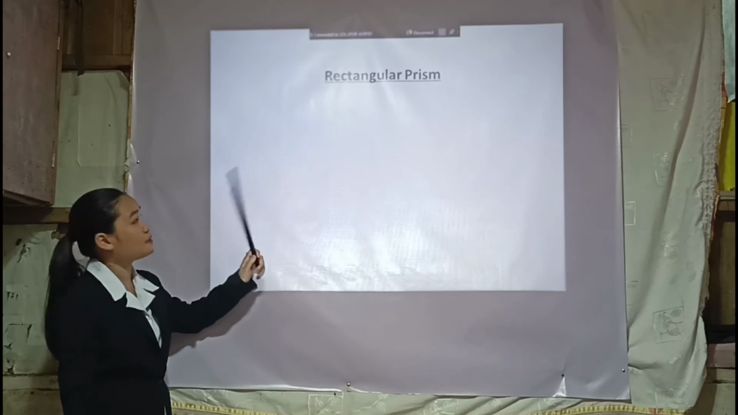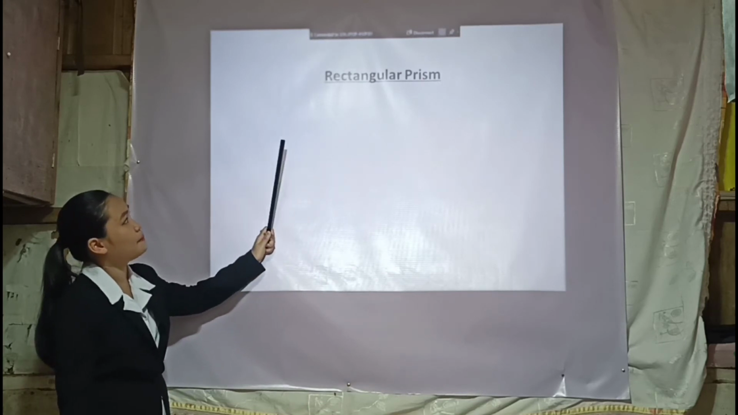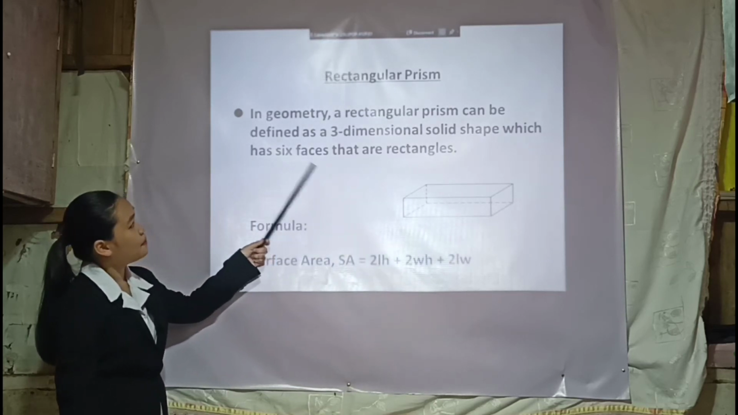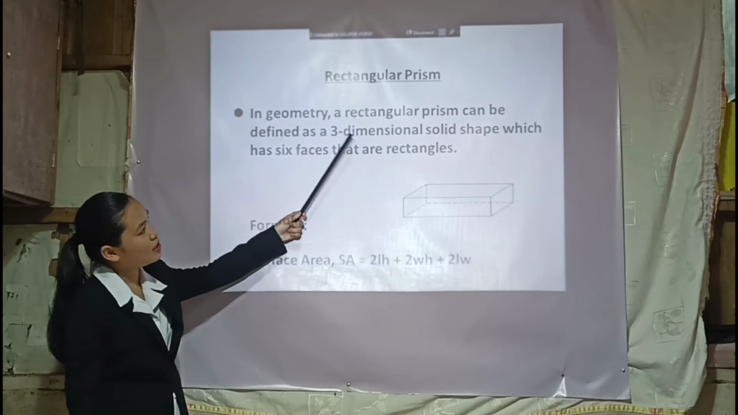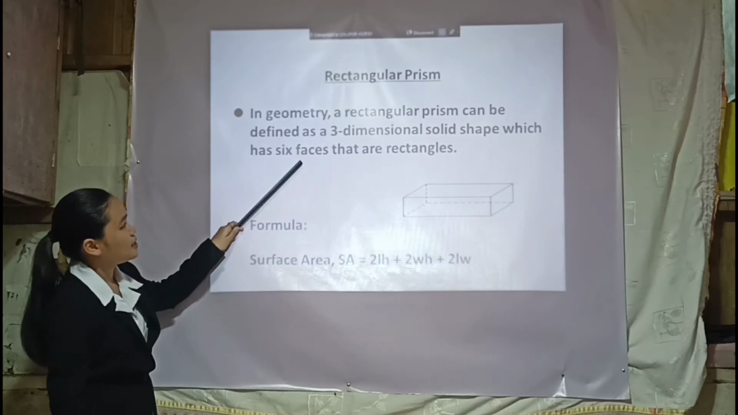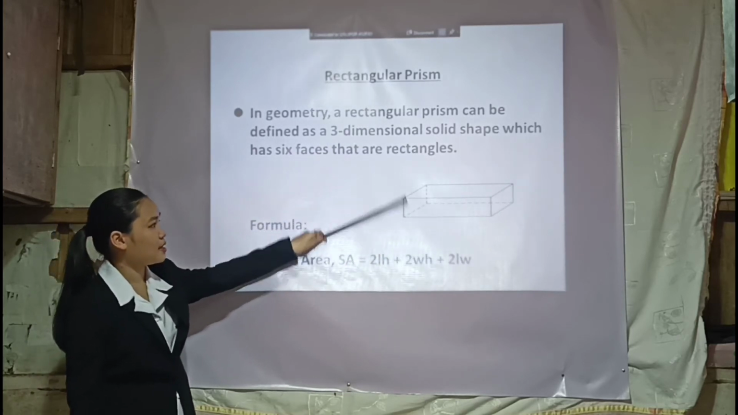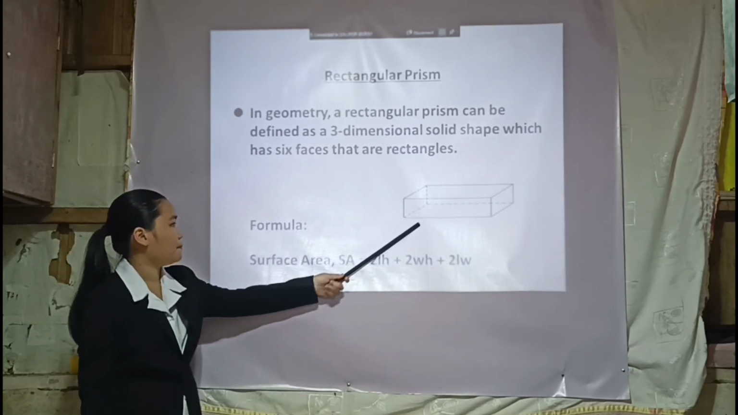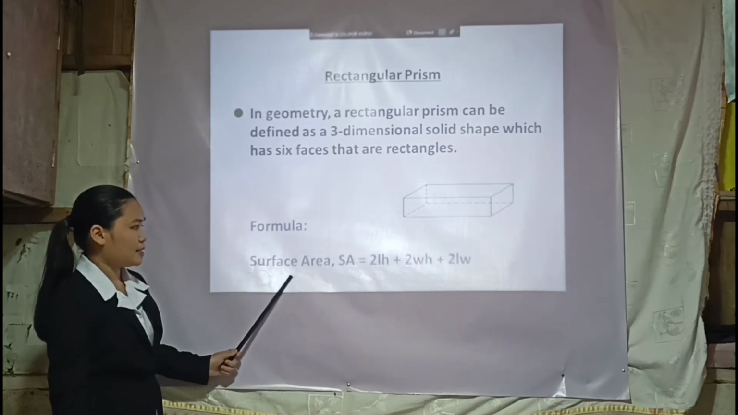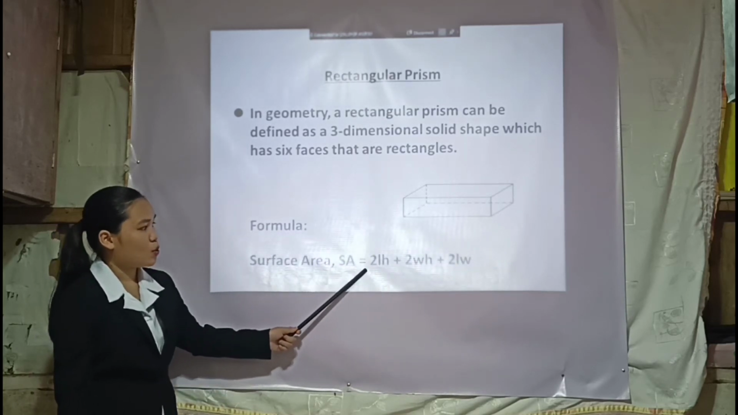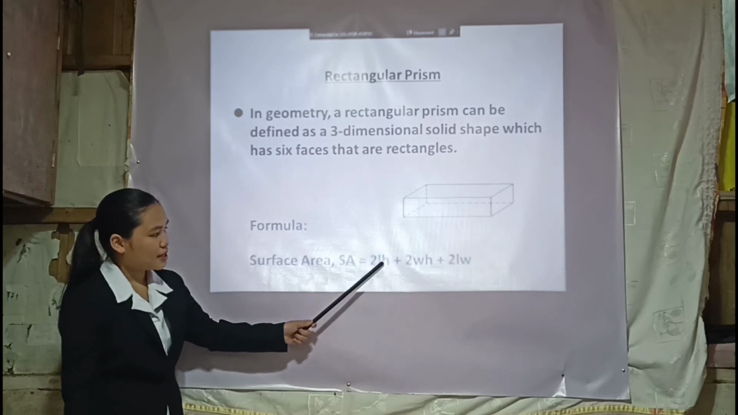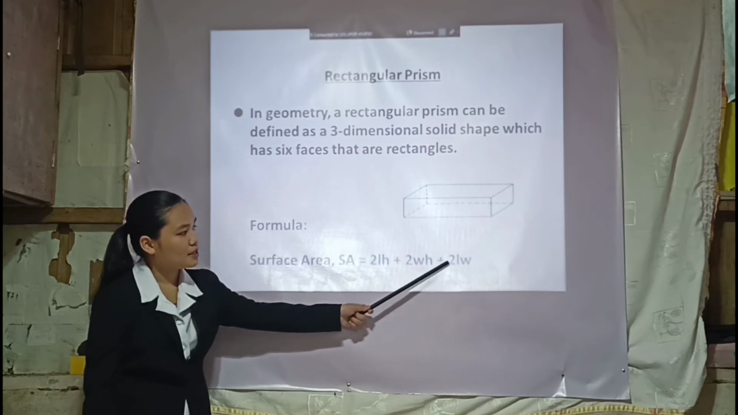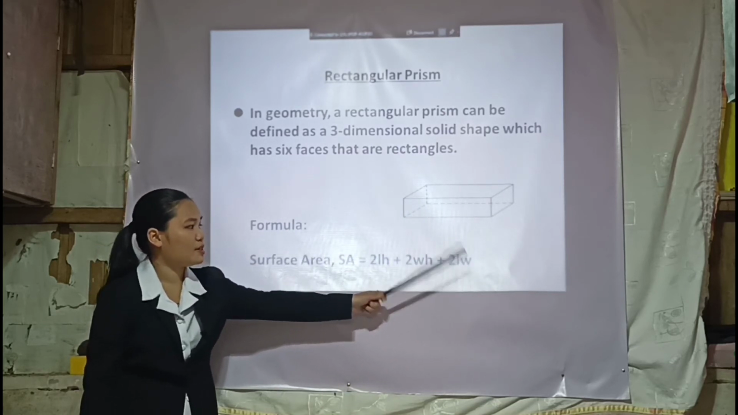Let's proceed to the first figure, the rectangular prism. In geometry, a rectangular prism can be defined as a three-dimensional solid shape which has 6 faces that are rectangles. So this is an example of a rectangular prism. The formula is surface area, or SA, equals 2 times length times height plus 2 times width times height plus 2 times length times width.